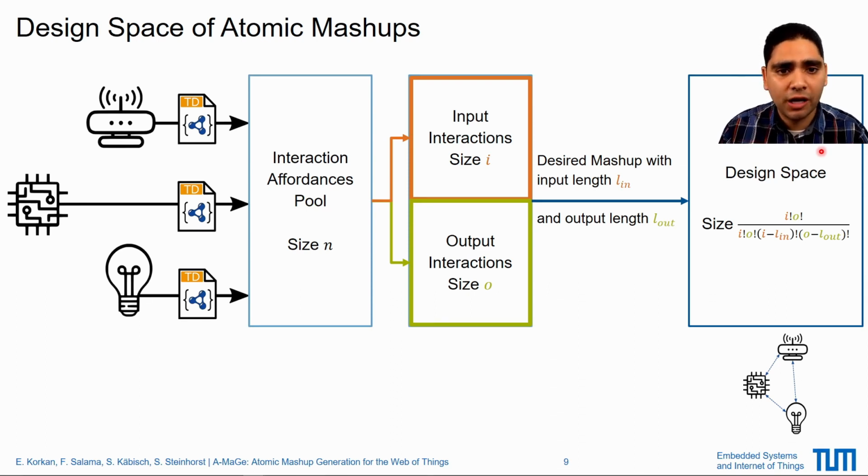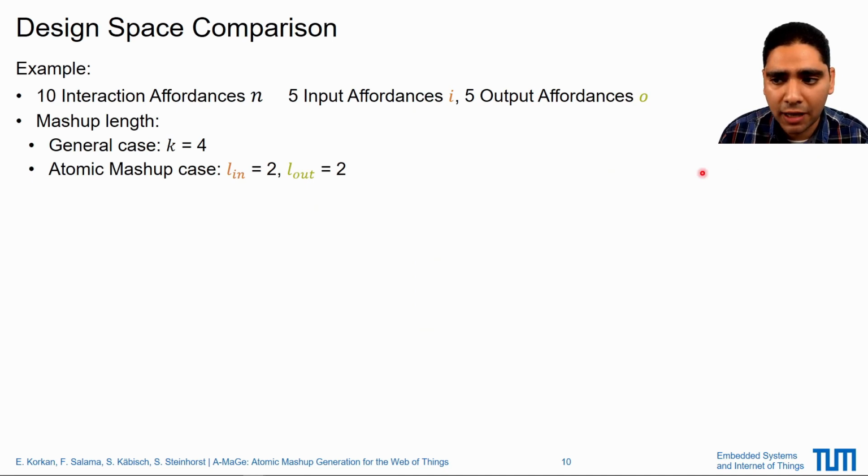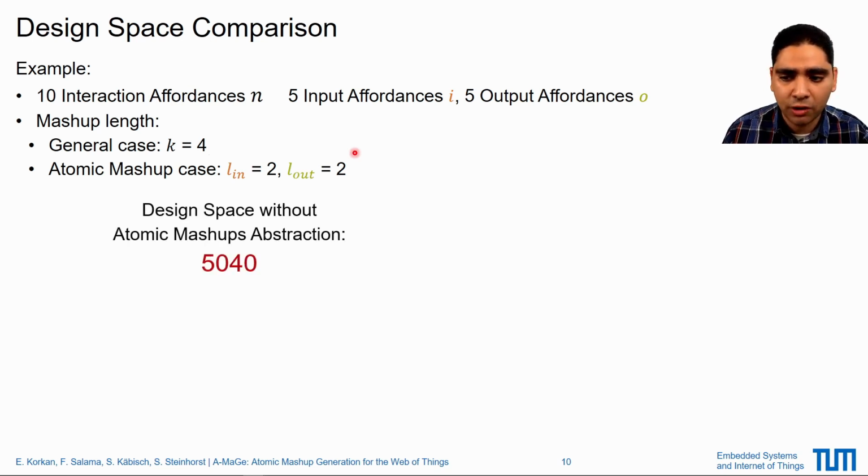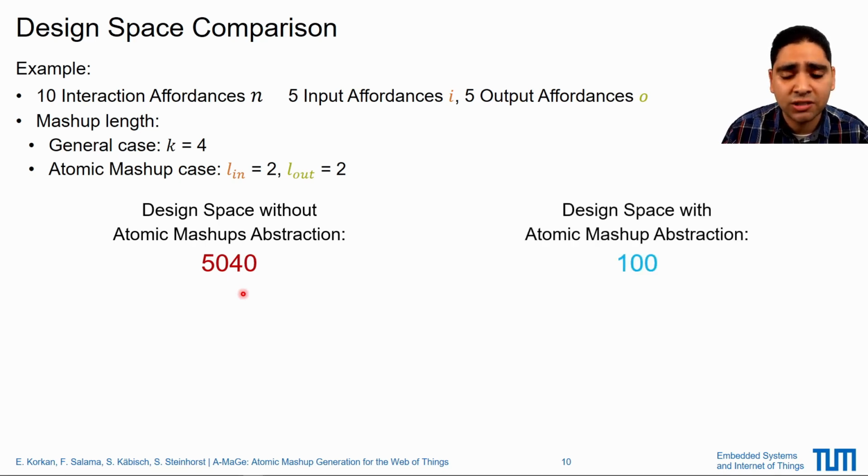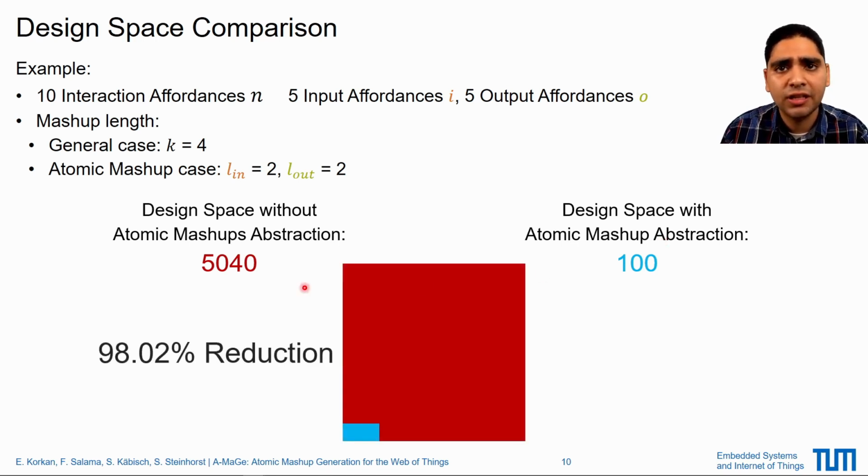So to show a comparison, we have a case in which we have 10 interactions, 5 of them are input interactions, 5 of them are output interactions, and we want a mashup with the length of 4, in which 2 interactions are inputs and 2 interactions are outputs. In the case of no abstraction, we get over 5,000 mashups. In the case of the atomic mashup abstraction, we get only 100. And this is approximately 98% reduction in the design space.